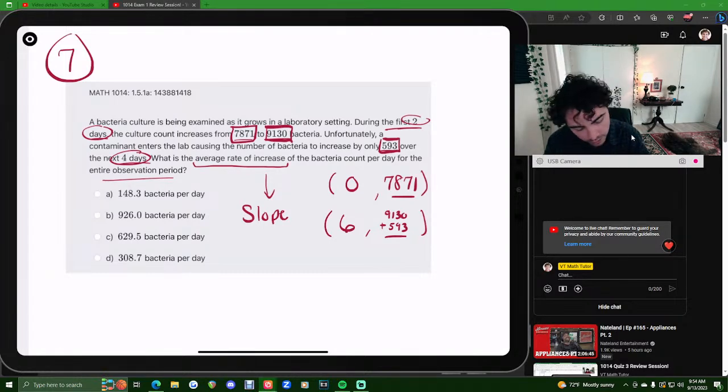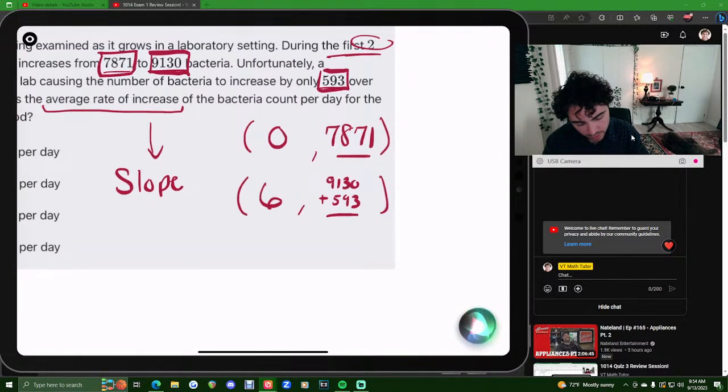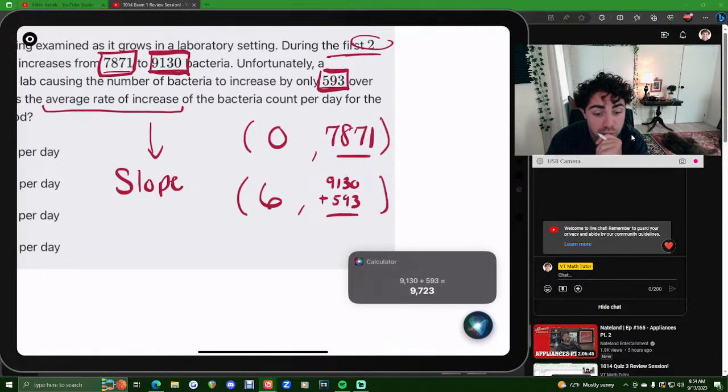So we will calculate that. Let's do that in Siri. 9130 plus 593. It's 9,723.